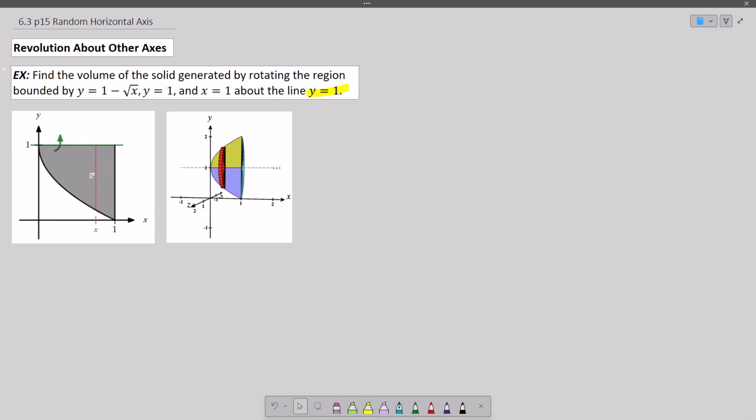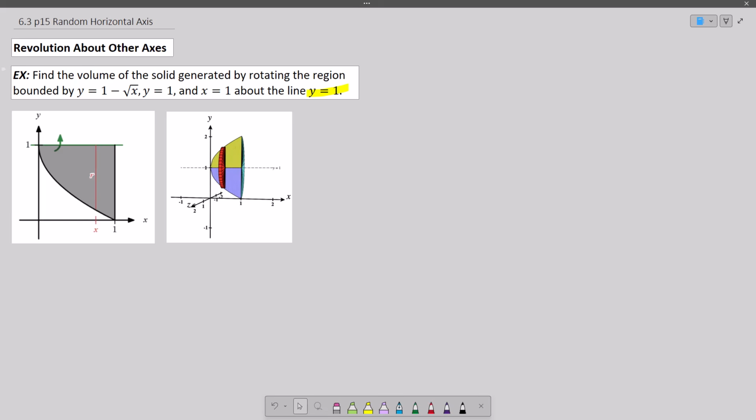So all of our geometric principles still hold. One important thing to remember is that when you find a vertical distance, it's upper y value minus lower y value. That's how we find a vertical distance. And a horizontal distance is the right x value minus the left x value. So we have to keep these basic geometric principles in order.